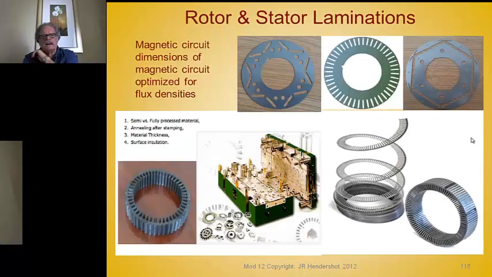Now here are some examples of different punchings of stator and rotor laminations. You see these up here, this is a rotor for an induction motor. This is an IPM motor made by A.O. Smith. This is courtesy of an engineer from A.O. Smith who now works for Vestas.